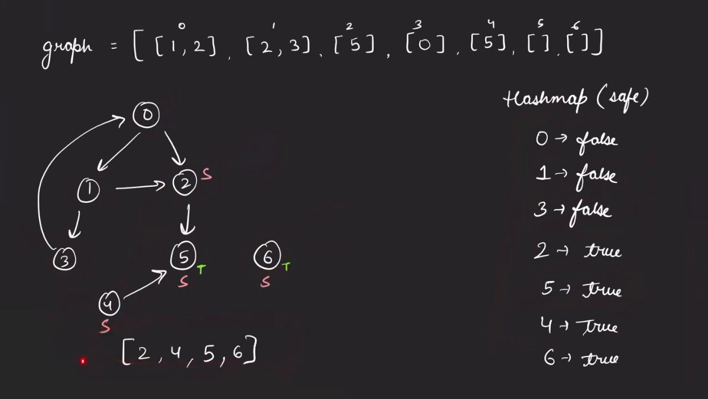And if you see, all the nodes over here are sorted in increasing order. Why? Because we were performing the DFS starting from 0 till the last node, right? So that is the reason these are already sorted, and this is the answer. These are all the safe nodes, right? So this is what we need to do.